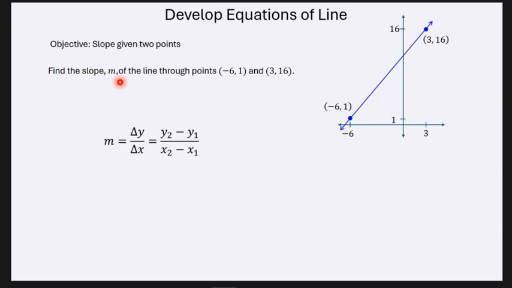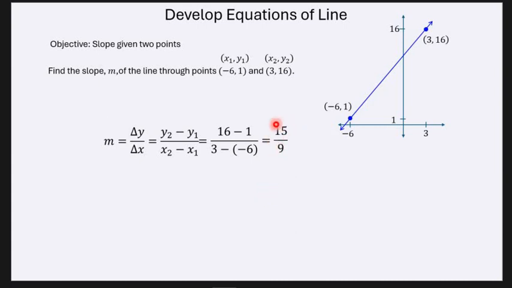This example asks us to find the slope m of a line through the points negative 6, 1 and 3, 16. So we have a rough sketch over here, not drawn to scale. So you see x1 is negative 6, y1 is 1, x2 is 3, y2 is 16. So we can label those here and plug them all into this formula. y2 16 minus y1 1 over x2 3 minus x1 negative 6. But 3 minus negative 6 is actually 3 plus 6. So this becomes 16 minus 1, 15, over 3 plus 6, 9.